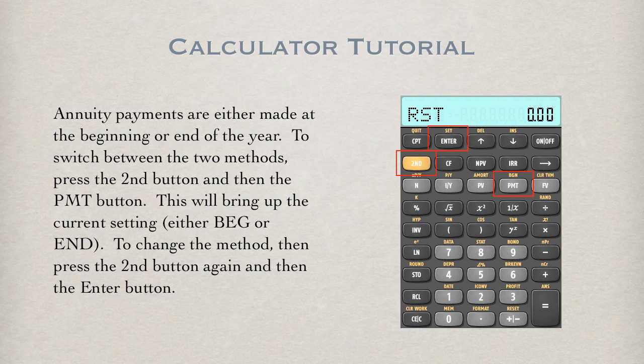Again, you hit the second button and the PMT button, and that'll tell you what you're currently set on, either end or beginning. And to switch, you hit the second and the enter button, and you'll see where it switches up there.